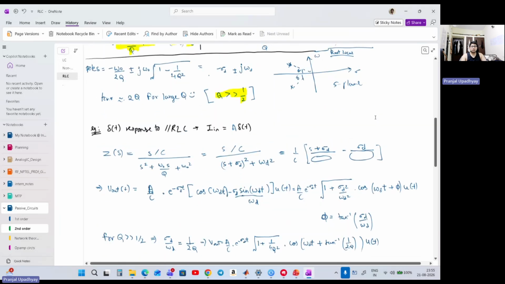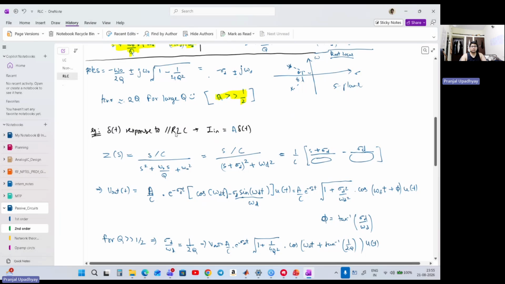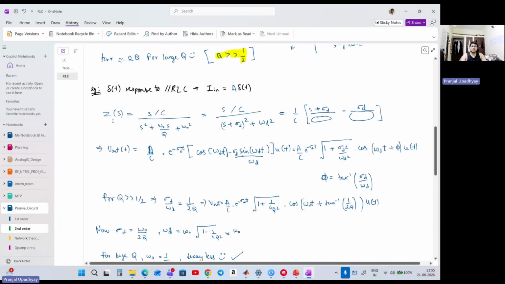Now, here we have just talked about impulse response to a parallel RLC circuit. So here we have just applied some current input, so we would expect some voltage output, right? So here is the expression for the impedance. And now, why is this helpful? As we discussed before, now we can easily split this term into two, right?